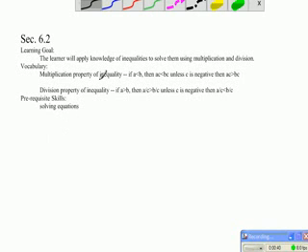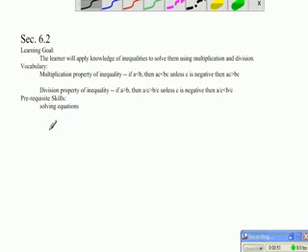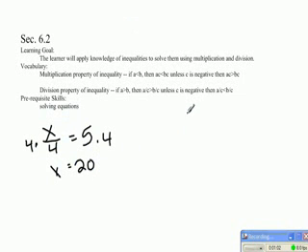Our vocabulary is multiplication property of inequality. Again, we had the multiplication property of equality before. If you remember, the property of equality would have said something like, if I had x over 4 equal to 5, I could have multiplied both sides by 4 and got x equals 20. For the property of inequality, it's very much the same thing.